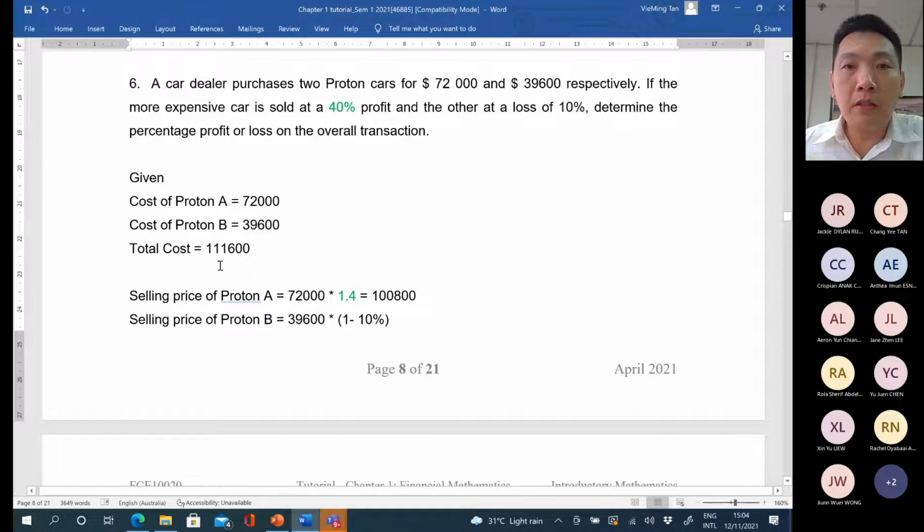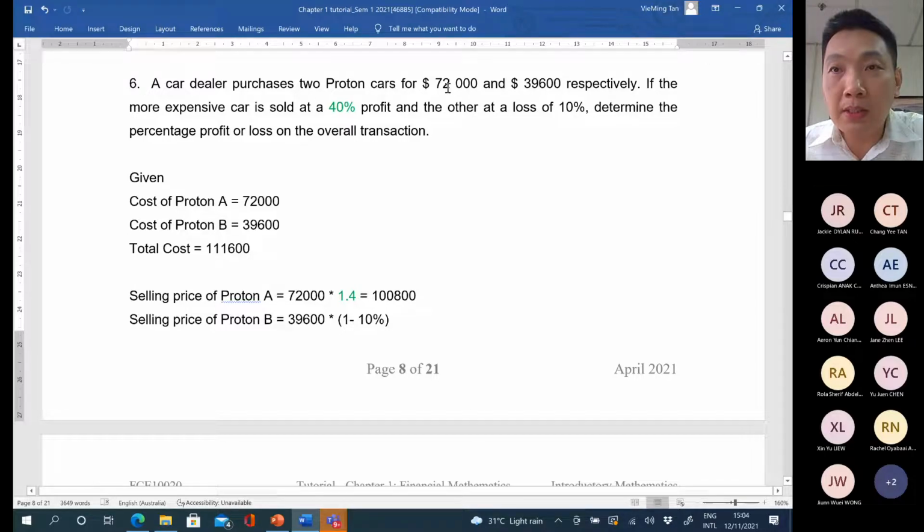So the total cost for both cars, if I sum together, is equal to 111,600. Next sentence: if the more expensive car is sold at a 40% profit. So between these two cars, which one is more expensive, Proton A or Proton B?